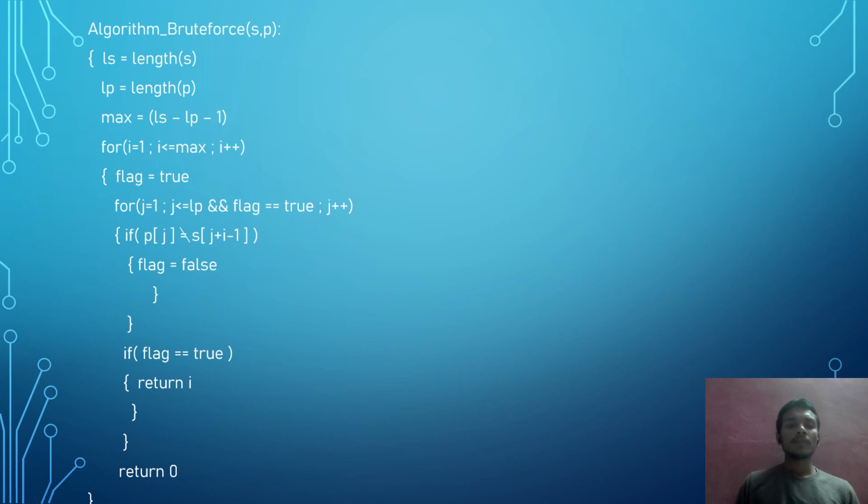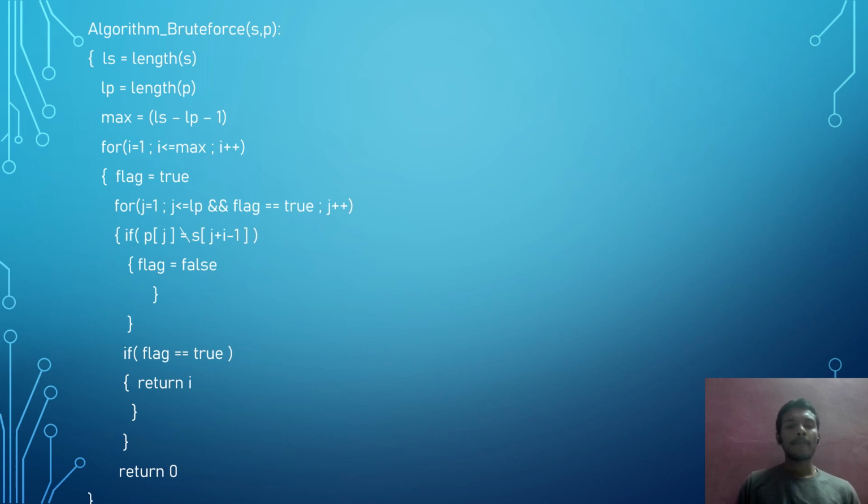Every time the jth term in the pattern is compared with the j plus i minus 1 term of the main string. Now the inner loop is completed. In the outer loop, if flag double equal to true, return i. After completing the inner loop, if the flag remains true, then the i value is returned to the main function, because i is the starting index of the pattern here.